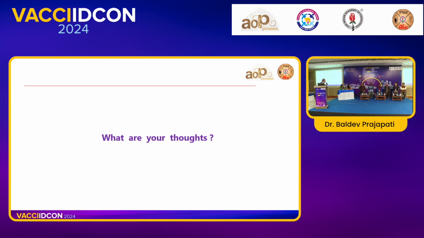Intrauterine infections to rule out. Okay, but in the eye, what will you look for? Chorioretinitis, cataract.